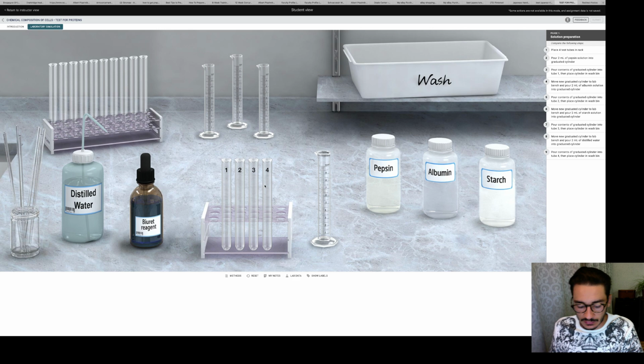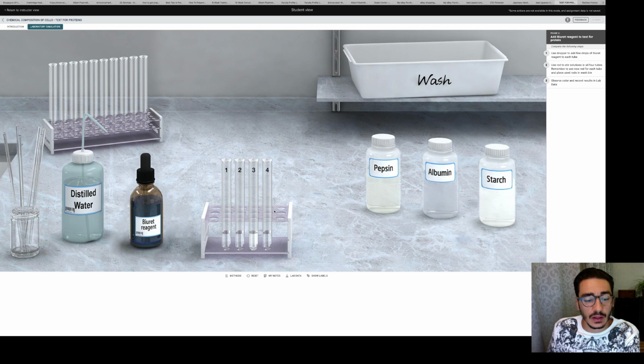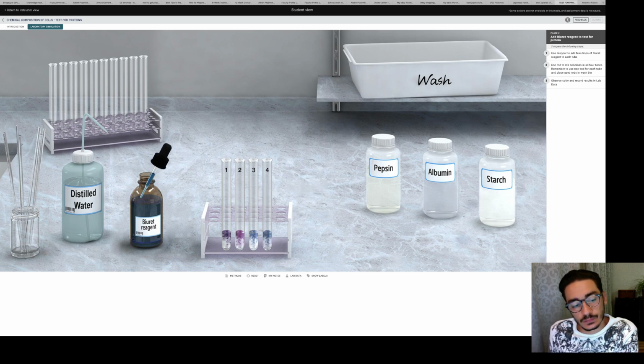So what we're gonna do, we're gonna fill out all of them. I'm just gonna skip this step. So I already put them. The first one is pepsin. Then you have albumin. Then you have distilled water, and you have starch. And then you put the Biuret reagent to all of them. The first one, pepsin. The second one is albumin. The third one is water, and the fourth is starch.